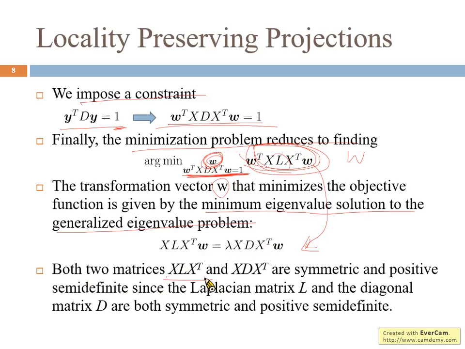Both matrices are symmetric and positive semi-definite, since the Laplacian matrix L and the diagonal matrix D are both symmetric and positive semi-definite. If you still remember linear algebra, when these two matrices are symmetric and positive semi-definite, that means the eigenvalue is always larger than or equal to 0.